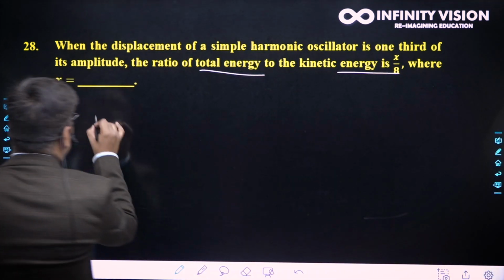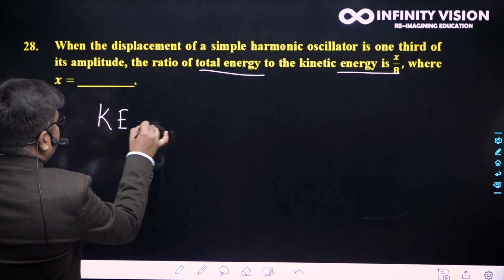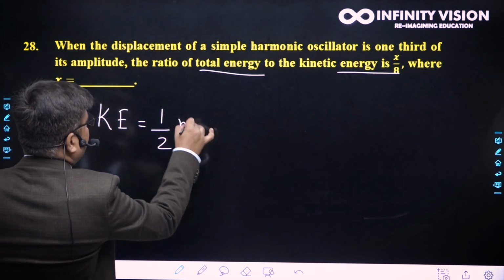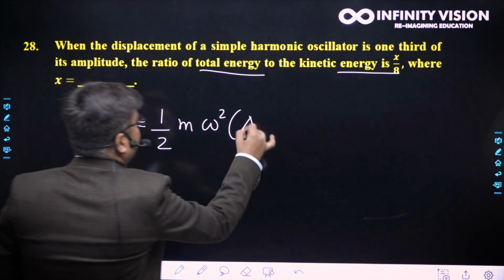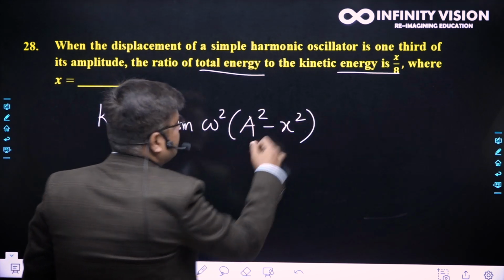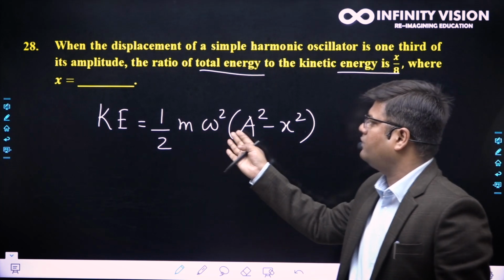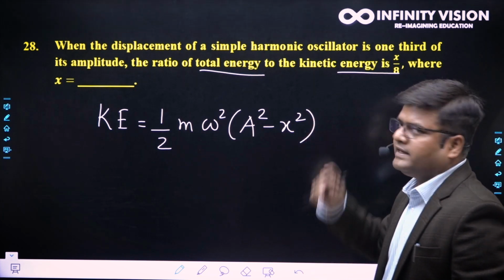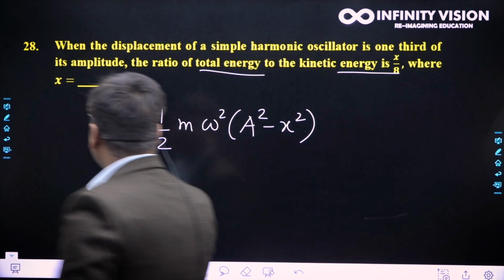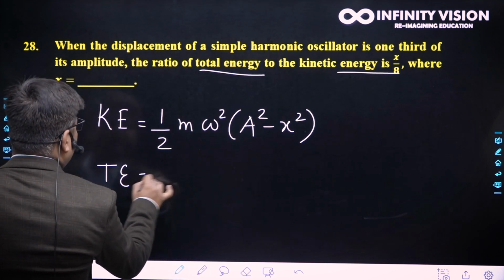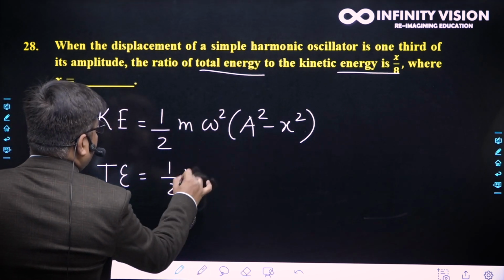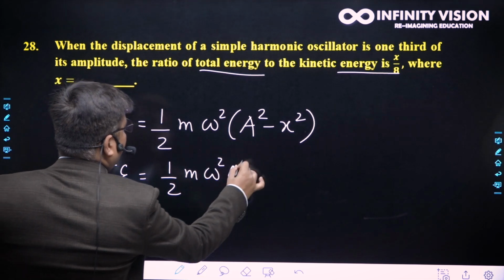Now, in a linear simple harmonic oscillator, the kinetic energy is half m omega square into (a square minus x square). This is the expression for kinetic energy. m is the mass, omega is the angular frequency, a is the amplitude, and x is the displacement. Now the total energy of a simple harmonic oscillator is always constant, half m omega square a square.